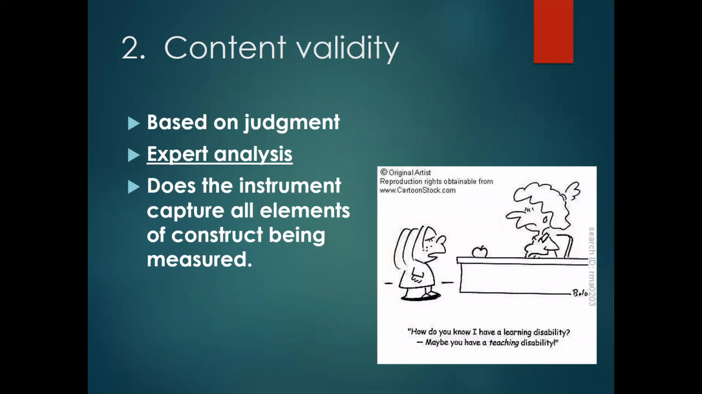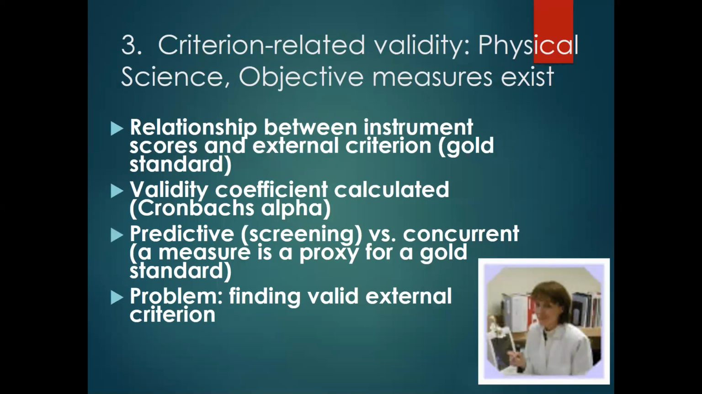Content validity is based on judgment. Content validity is determined through expert analysis. Does the instrument capture all elements of a construct being measured? So when you see something talking about a group of experts analyzed an instrument, when you see that phrase, you know that means they evaluated the content validity of an instrument.